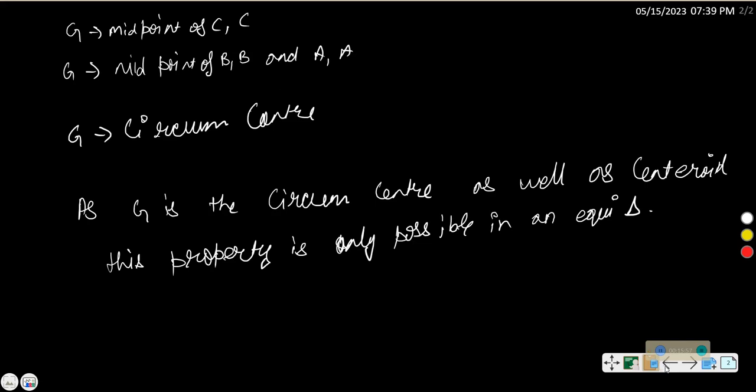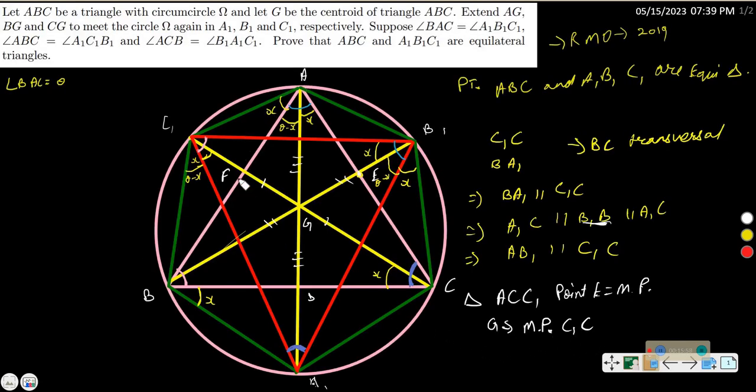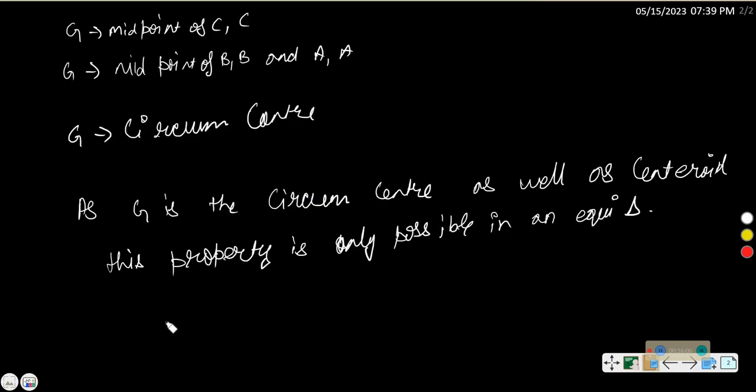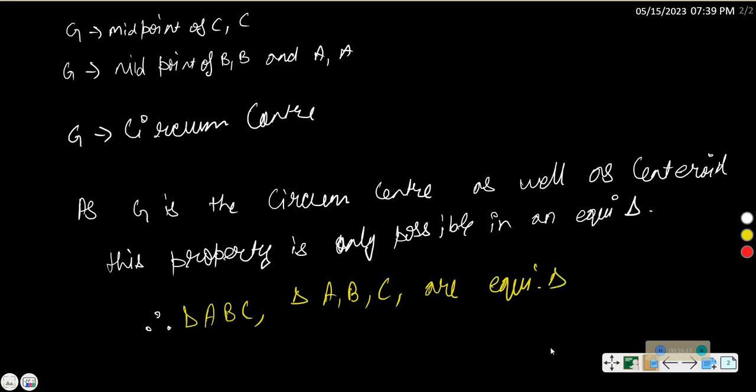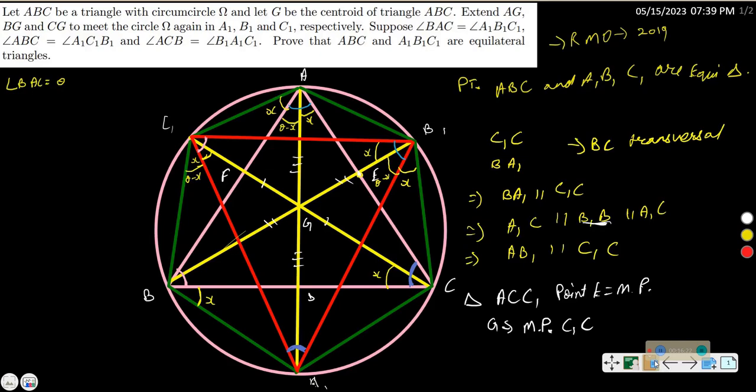So we are hence able to prove that A1B1C and A1C1B1 are equilateral triangles. Therefore, triangle ABC and triangle A1B1C1 are equilateral triangles. So this is the answer to our problem of RMO. This was not an easy problem and we also got confused a bit.